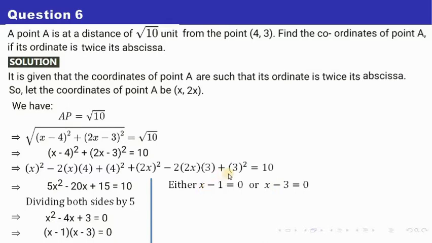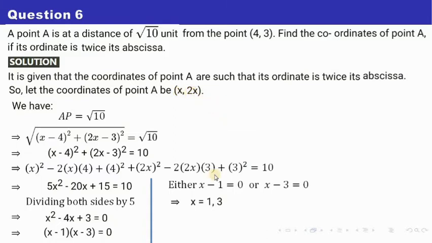So from here what is the value of x? This minus 1 goes over there, becomes x equals 1. Similarly from here x equals 3. So the values of x from here are 1 and another value is 3. Now we need to find the value of y here, because we need to find the coordinate. Suppose x is 1, then how much is this? This is 2 into 1, that is 2. So one of the coordinates becomes 1 comma 2.